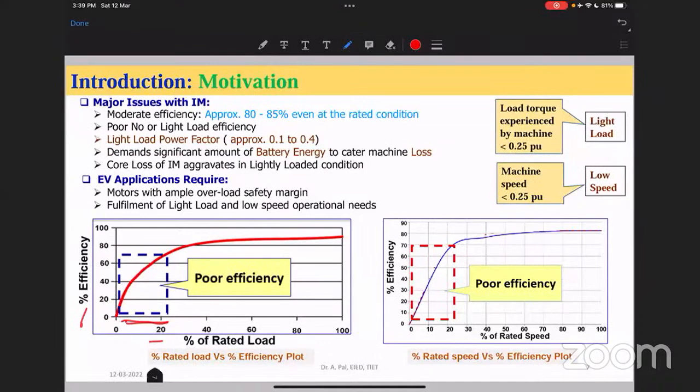The second figure shows the efficiency versus speed curve. When the machine is operated at low speed, the efficiency is also very poor. So that is the major problem in the induction motor. When the induction motor is operated at light load and low speed condition, the efficiency of the motor is very poor.